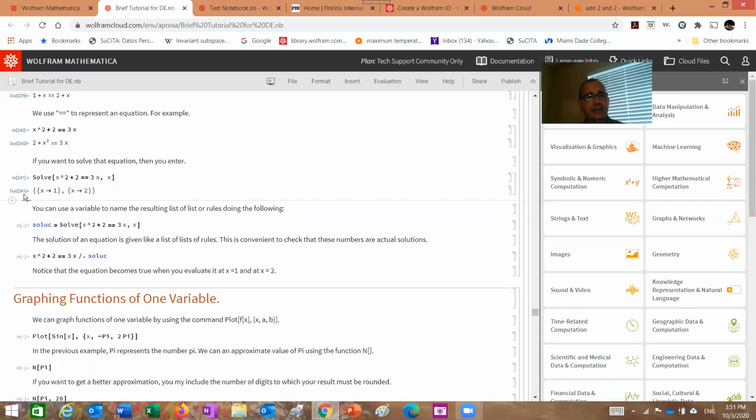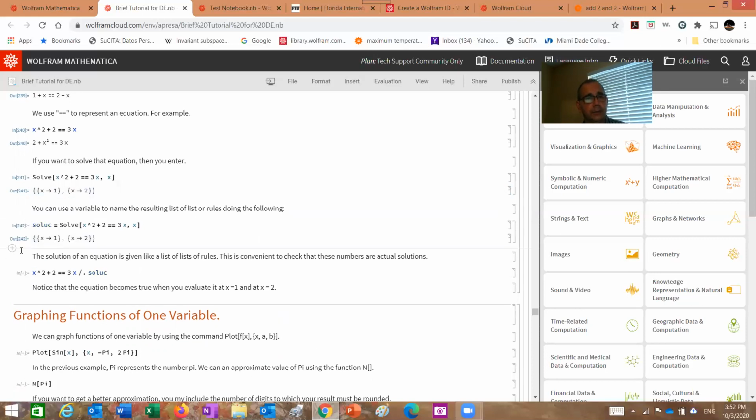Then if you want to represent the list of these two rules, you can assign a name to solve from the beginning. You can do the same. Okay, and then you press Enter. You don't get anything because, oh well, you get the expression of soluk. But then if you apply these rules to the equation, you have the equation. If you apply this rule to the equation, you need to write down here a dash, then the dot, and then the list of rules.